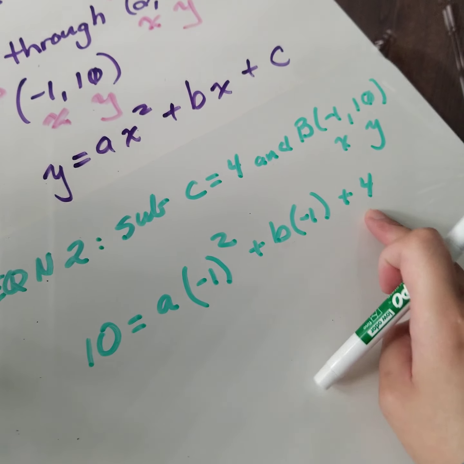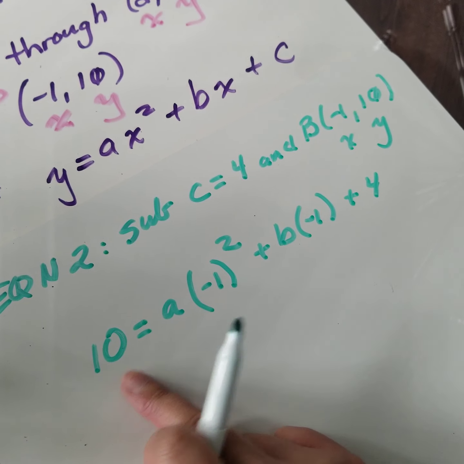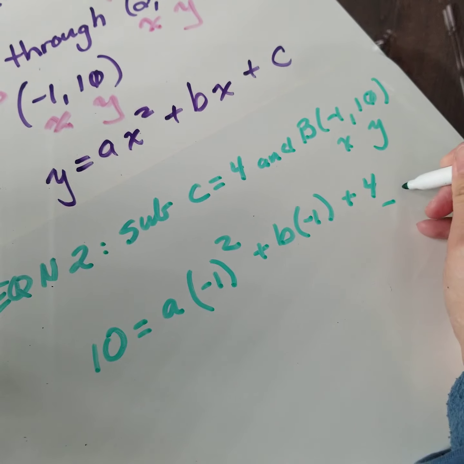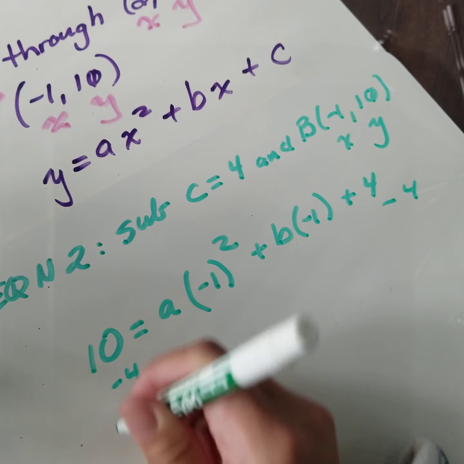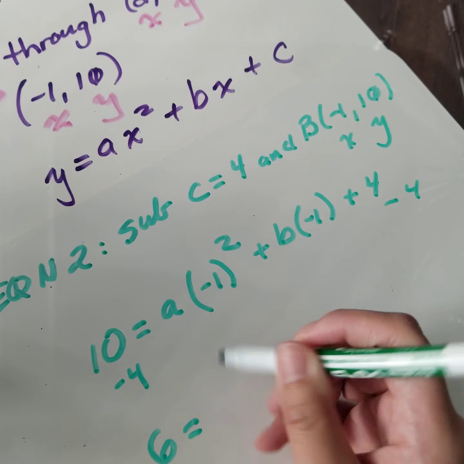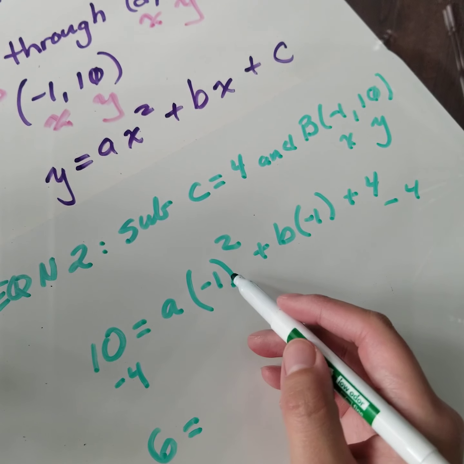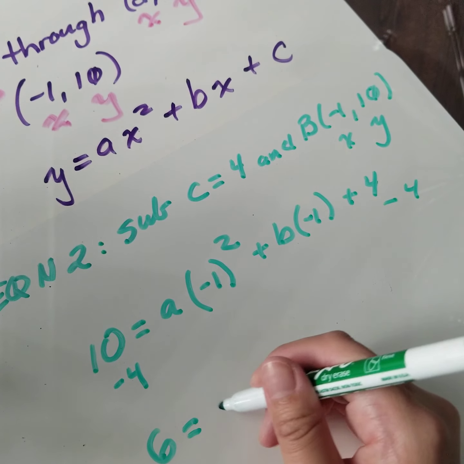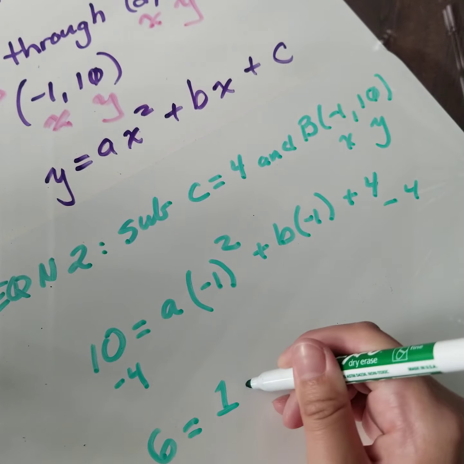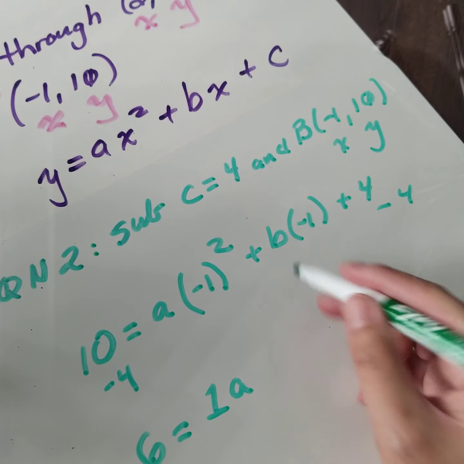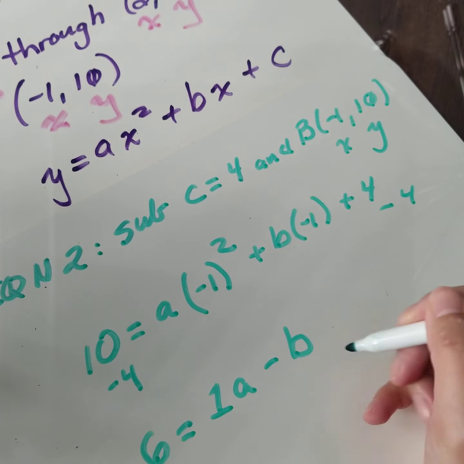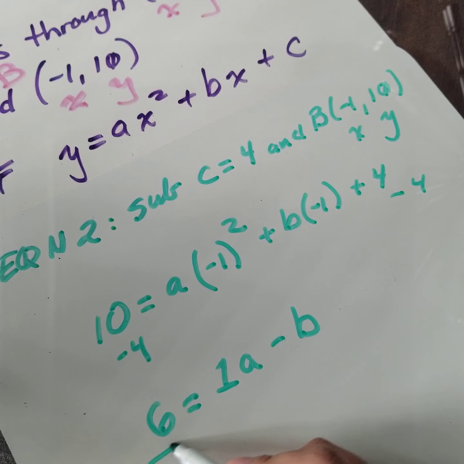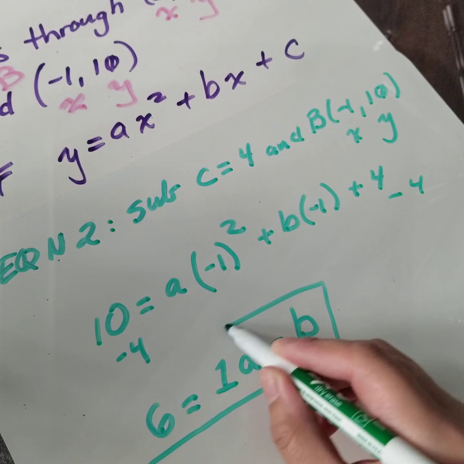So I know for sure this 4 is going to get moved over here. So again, if it's being added, I'm going to subtract it to both sides. So I know already this is going to be 6. This is -1 squared, which would make this whole term positive. So this is just 1a. I guess you don't need to write the 1. This one would be -b. So this one is our second equation that we would have to simplify.